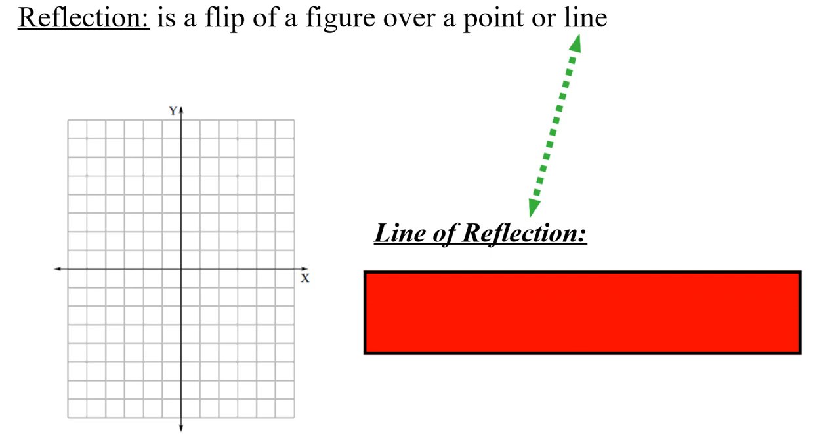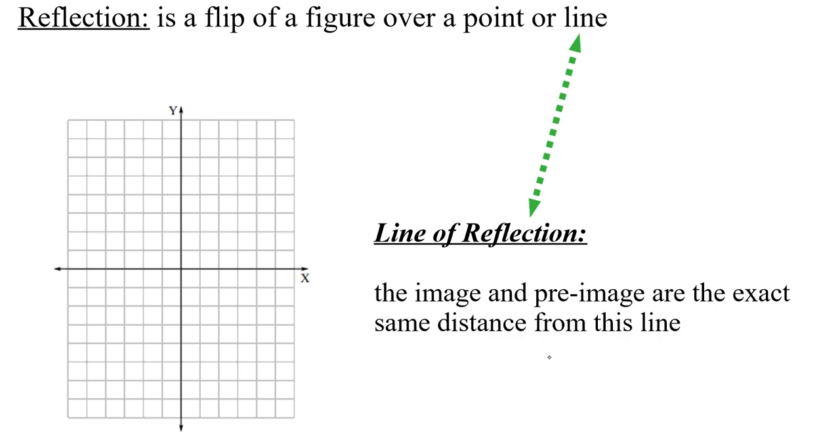Now, let's talk about a reflection. A reflection is a flip of a figure over a point or line. A line of reflection is where the image and the pre-image are the exact same distance from this line. So if I was to move this line anywhere, we'd be exactly the same amount away on each side.